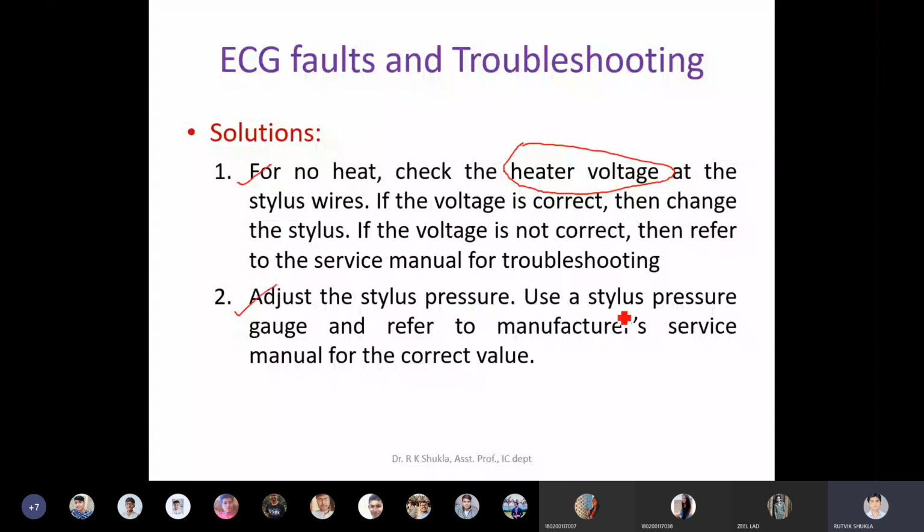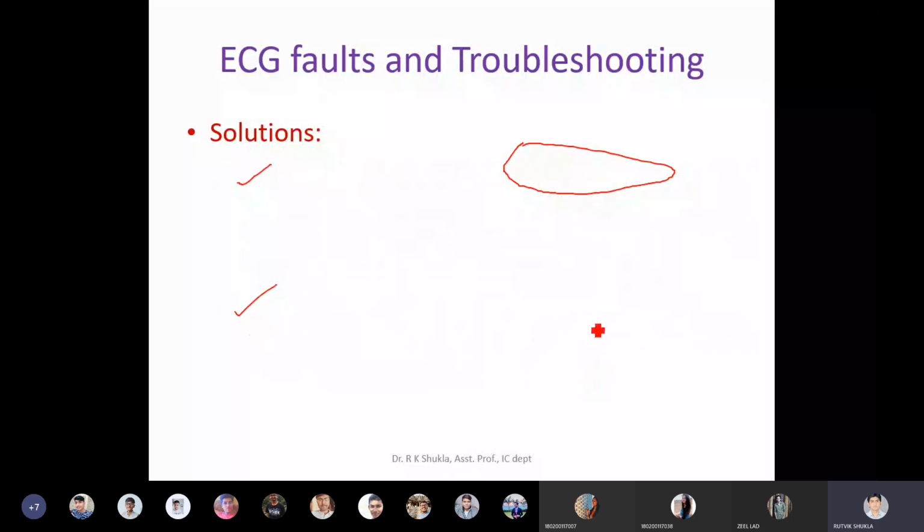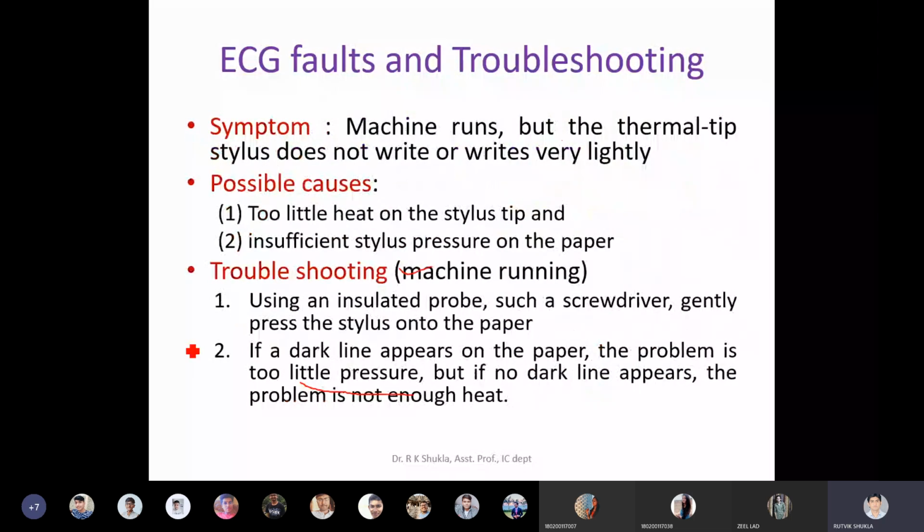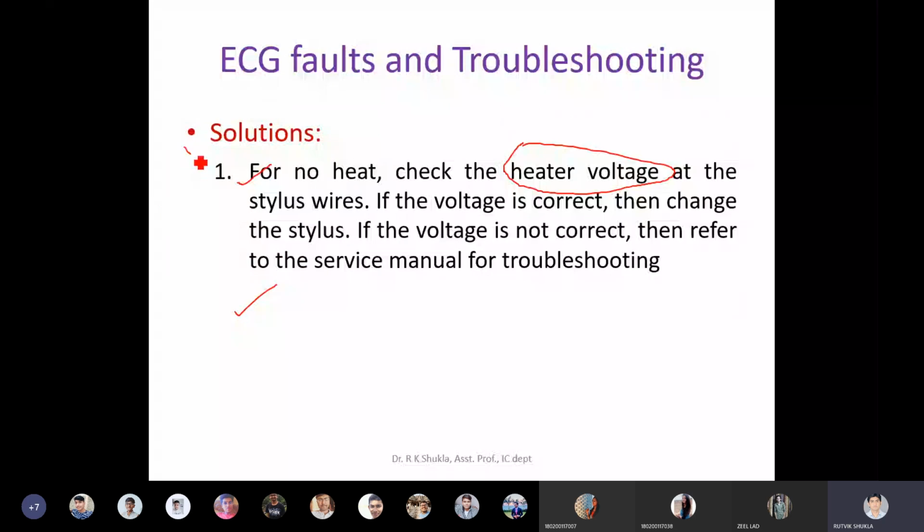Adjust the stylus pressure, use a stylus pressure gauge, and refer to the manufacturer's service manual for the correct value. That's it. It's a very easy thing. But whenever you have some fault, you always have to look for the symptom. You always have to look for possible causes. You have to look for troubleshooting, and finally you have to give the solution.